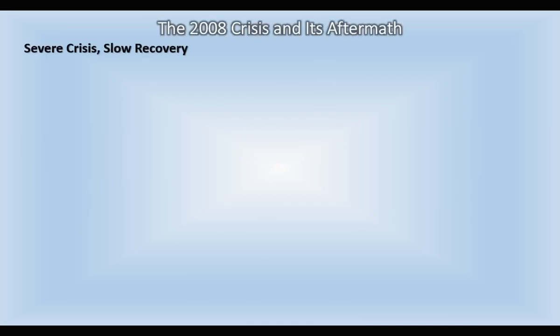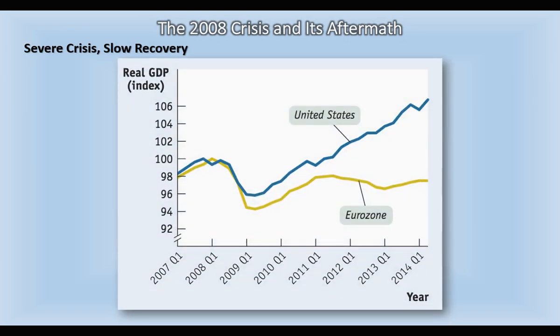All right, a few last words about the 2008 crisis and its aftermath. Severe crises, slow recovery. So as we know, we had a pretty rough time in 2008. So here's our real GDP over this time period, 2007 to 2014. It fell dramatically during that time period.